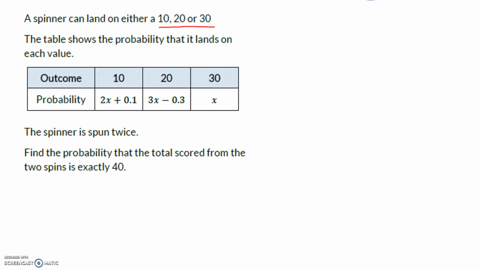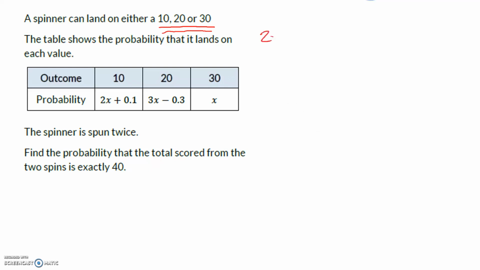Okay, well, the key thing here is I don't know what x is. All of those expressions have got x in, and there's no way from that information at the bottom of working out what x is. And the key thing is what we said right at the start. The spinner has to land on one of those three options. So what's the probability that it lands on a 10 or a 20 or a 30? Well, that's certain. These events are mutually exclusive, so the total probability that it lands on a 10 or a 20 or a 30 has to equal 1. And that's the key thing here.